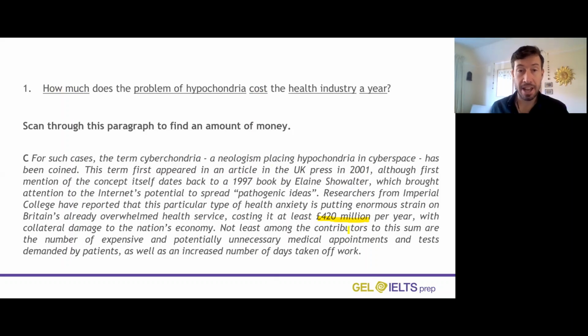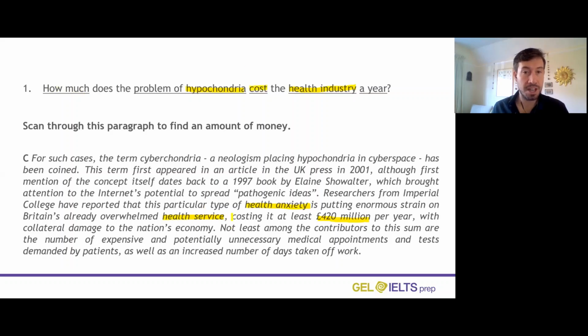Is it the correct answer? Well, let's read the full sentence here. It says researchers from Imperial College have reported that this particular type of health anxiety, so health anxiety here, that's the hypochondria that it's talking about. So that's a synonym of the key word. Is putting enormous strain on Britain's already overwhelmed health service. So health industry, health service. So again, we've got synonyms.